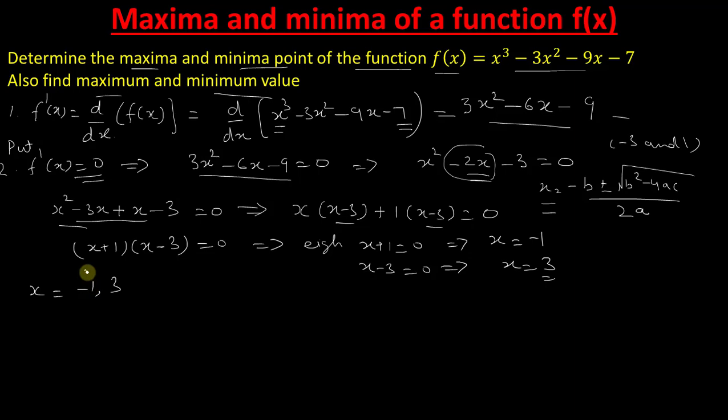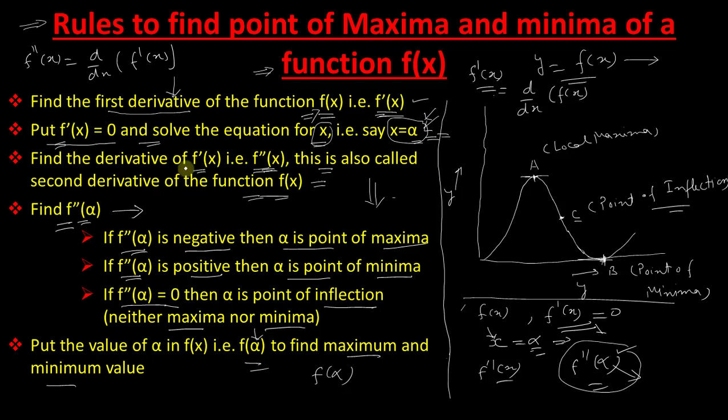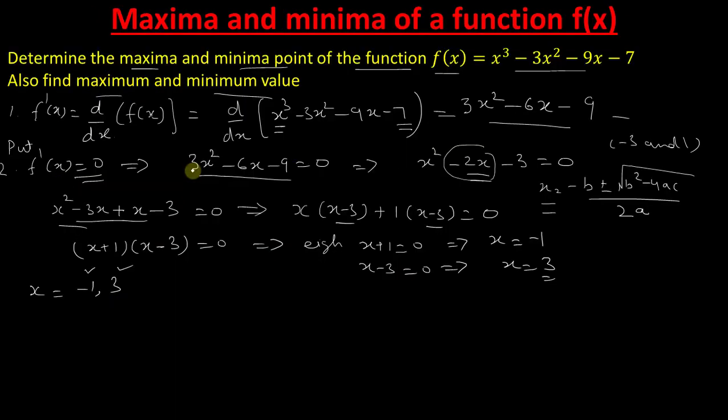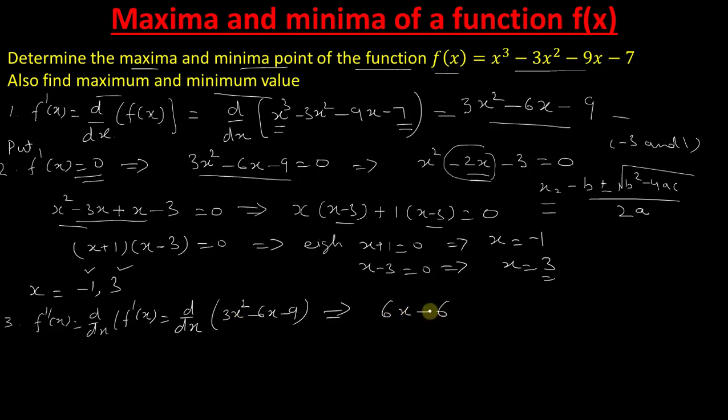Now we have to check whether these values are points of maxima or points of minima. So the next step is to find the derivative of a derivative, the second derivative. f''(x) = d/dx of f'(x) = d/dx of (3x² − 6x − 9). The derivative of 3x² is 6x, minus 6, and the derivative of 9 is 0. So this is your f''(x). Now we have to find f''(−1) and f''(3).